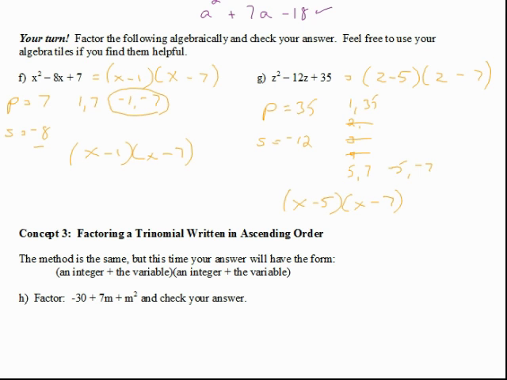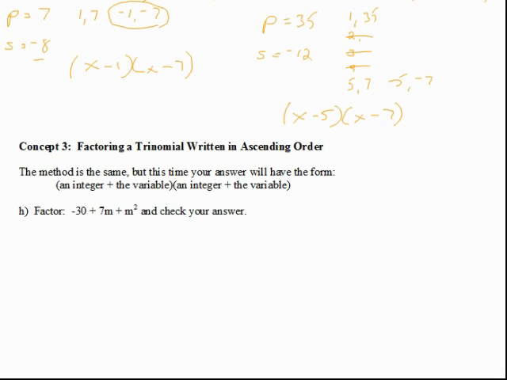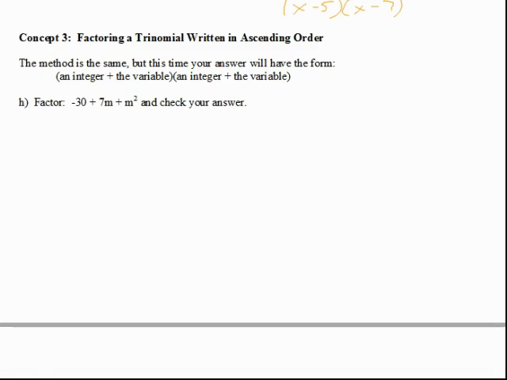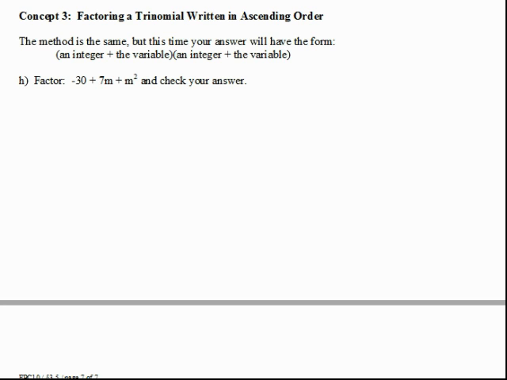Okay, we're almost done. We just need to do factoring a trinomial written in ascending order. And it's the same thing, you just end up with your answer in a different shape. You get an integer first and then the variable instead of the variable and then the integer. But the product is always just this number that's by itself, so we call that the constant. And the sum is the one that is with the single letter of the variable, not the squared term.